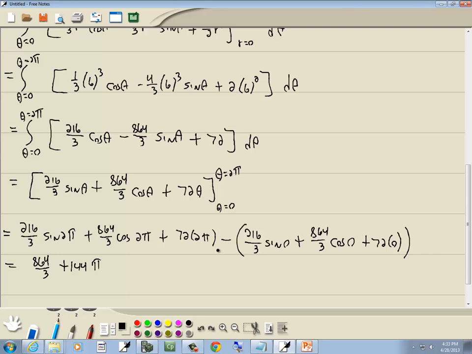And let's see, minus sine of 0 is 0, so that drops away. Cosine of 0 is 1 times 864 over 3 gives us 864 over 3, and 72 times 0 is 0. So these two cancel, and we're left with 144 pi as our answer. So let me go ahead and save that.